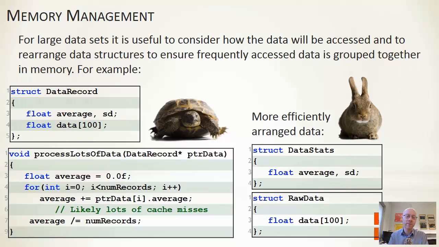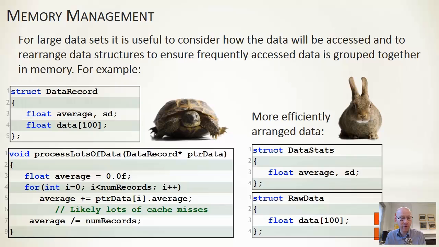So over on the right hand side, look at the method first of all. We've got a method process lots of data, and it takes in a pointer to a data record and is working out the average value in that data. So on line 4, we go over a number of records.